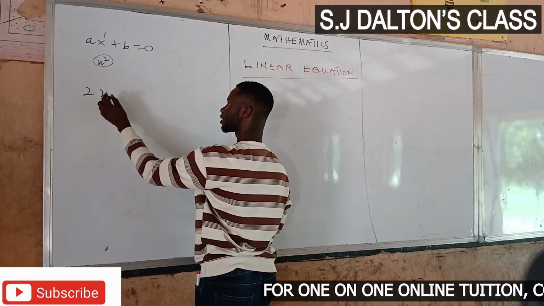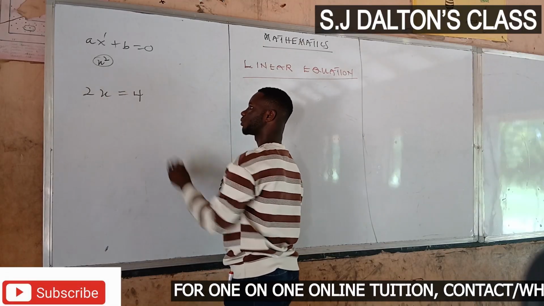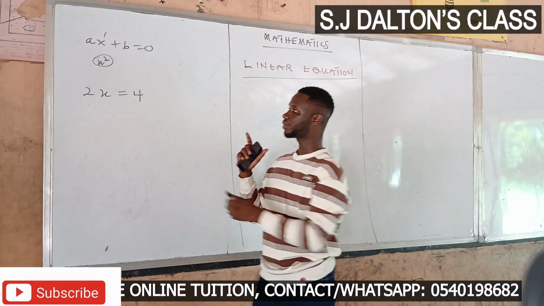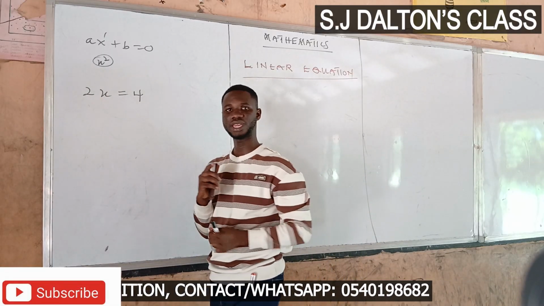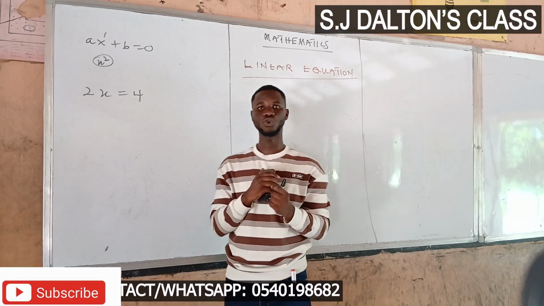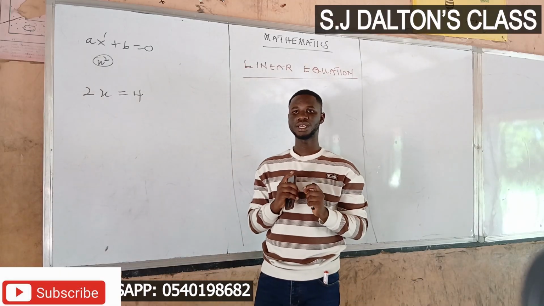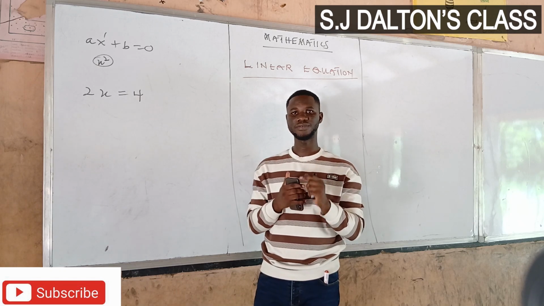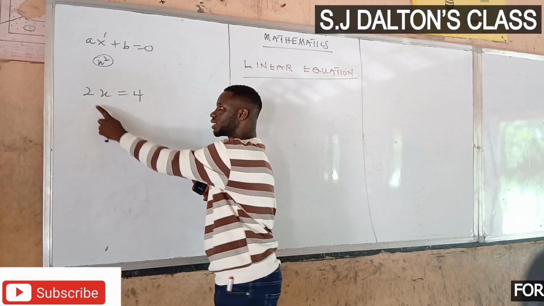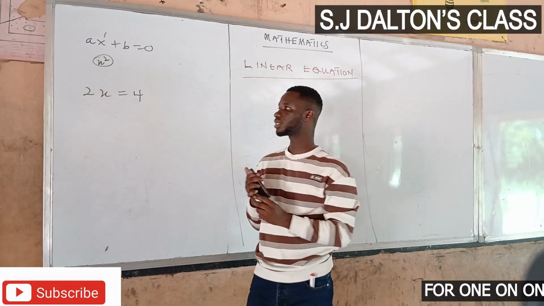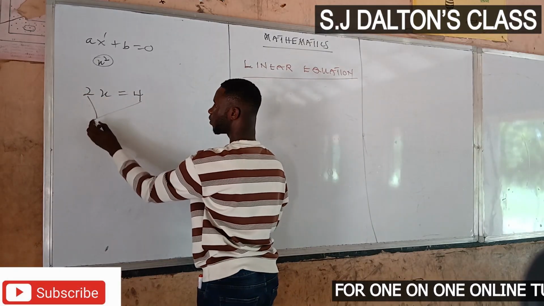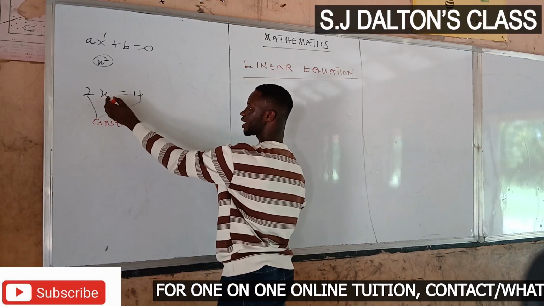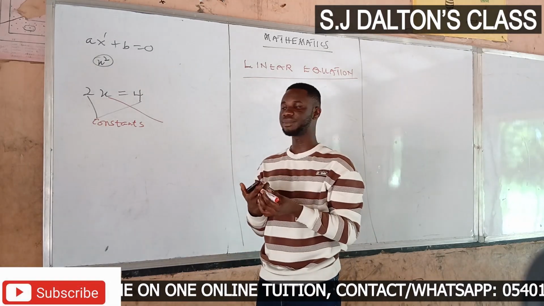If I write 2x is equal to 4, now you will see that we have numbers and what? Letters together over here. So there are certain things you need to know before you tackle questions on linear equations. You need to know your constant terms. Constant terms are the figures in it. So if you look at this, the 2 and the 4 are what? The constant terms. They are the constants. Then the x, we don't know its nature.